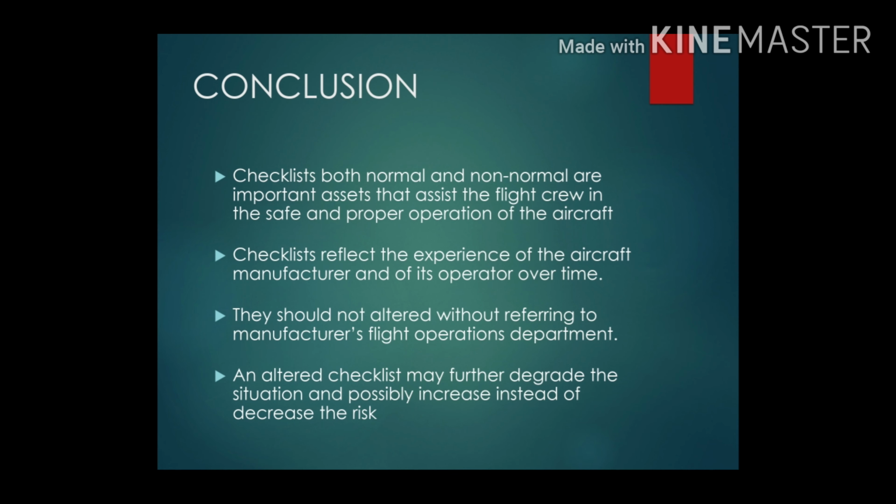For our conclusion, number 1: checklists, both normal and non-normal, are important assets that assist the flight crew in the safe and proper operation of the aircraft. Number 2: checklists reflect the experience of the aircraft manufacturer and of its operator over time. Number 3: they should not be altered without referring to the manufacturer and flight operations department. And lastly, an altered checklist may further degrade the situation and possibly increase instead of decrease the risk.